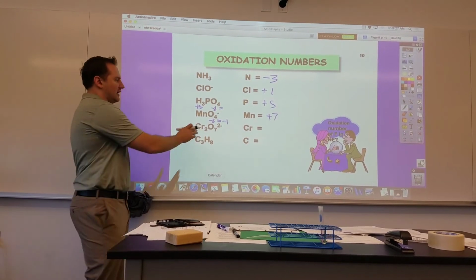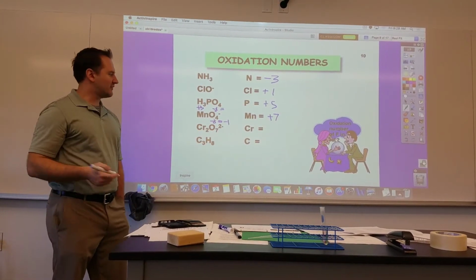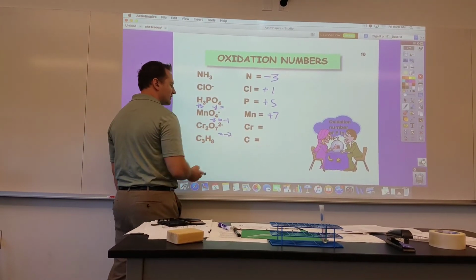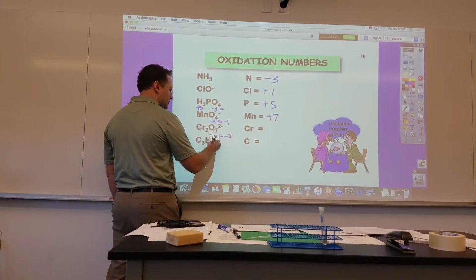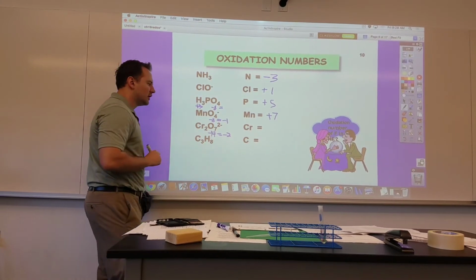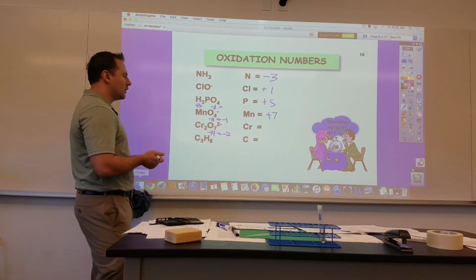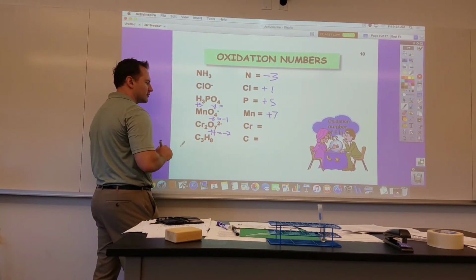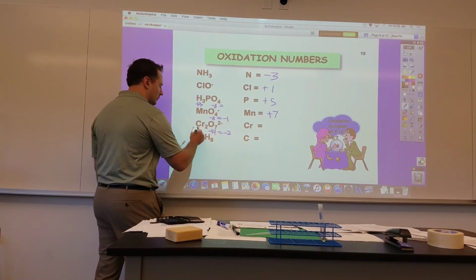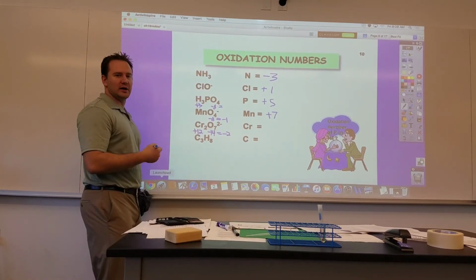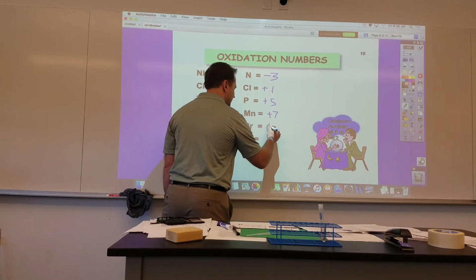Now, in this ion right here, you have 7 oxygens, and the overall charge is -2. So if you have 7 oxygens, that gives you a charge of -14. So what plus the -14 would give you -2? Well, your 2 chromiums would have to contribute a total of +12. So that means each one would have to be +6.